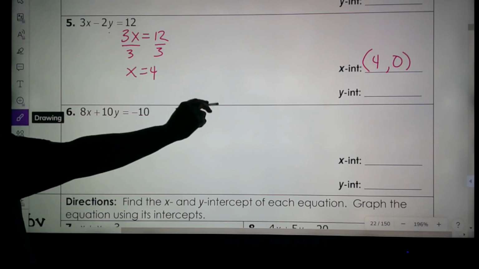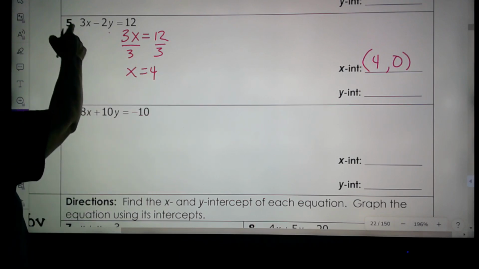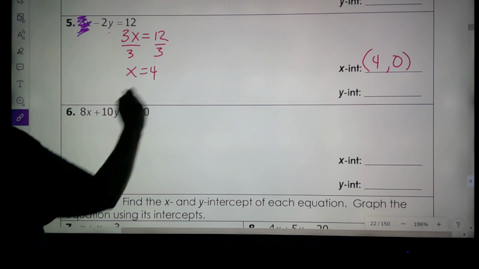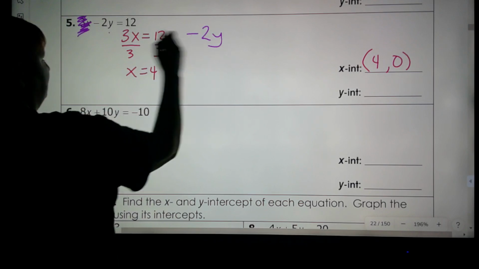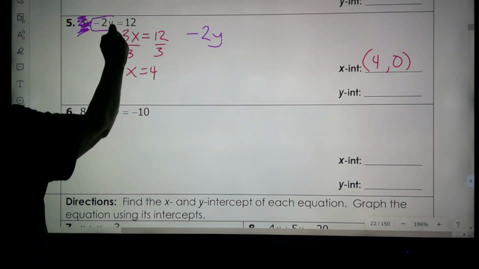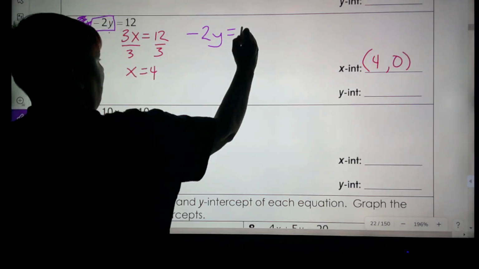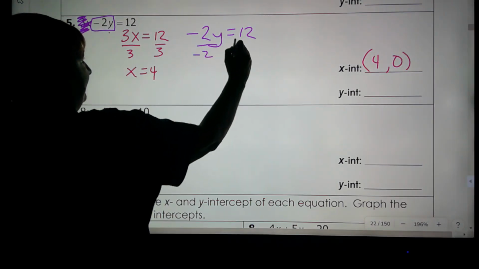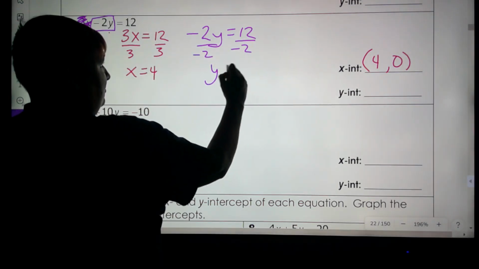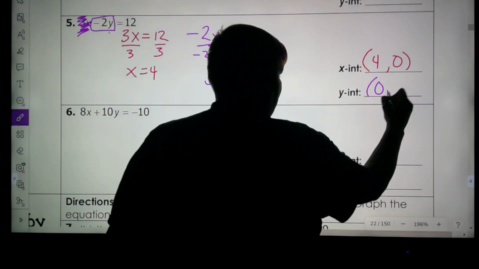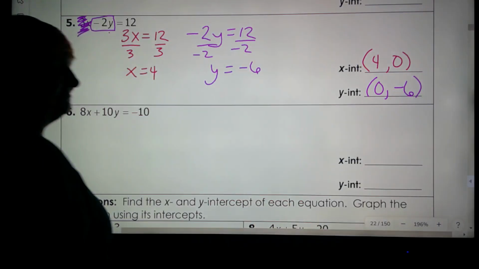Now to find the y-intercept, we make the x 0. Anything times x is 0. We're left with negative 2y. Don't lose the negative. That's part of that term. Equals 12. Divide by negative 2 to get rid of that negative 2. Y equals negative 6. So when x is 0, y is negative 6.